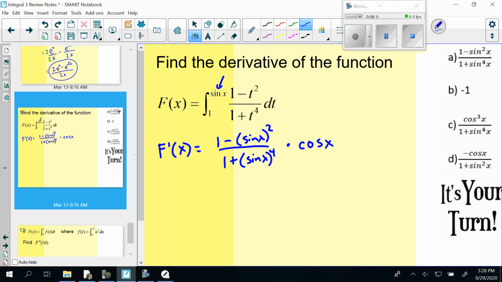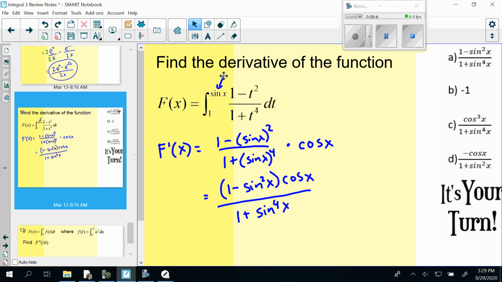So now we got to see which one is the answer. I don't see that this really matches any. Let's see if we can figure something out here. We got 1 minus sine squared on top times this other cosine x that we got from the derivative over this. Well, I still don't see that as one of our answer options over there. If that's the case and you're pretty sure that you've done everything correctly, then what you want to look for next is is there any way to simplify.